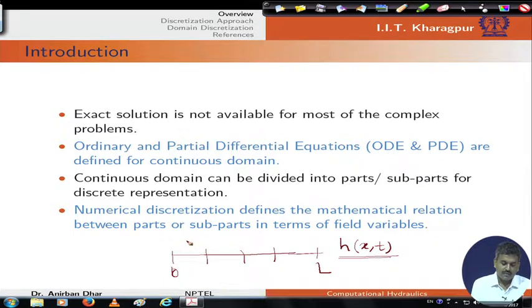Now, if we consider this as first part, so H1 is associated with this part, H2 value is associated with this part, H3, H4, these values are associated with this part. So, with this numerical discretization we can define the relationship between H1 H2, H2 H3, H3 H4. That means the connection between these values.